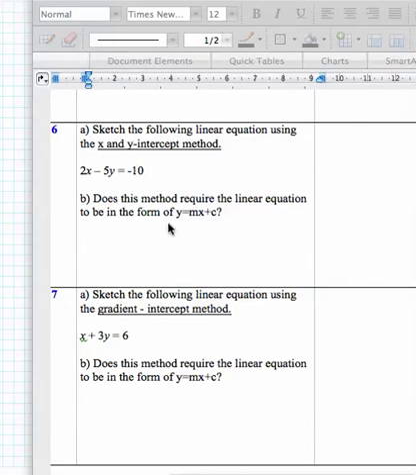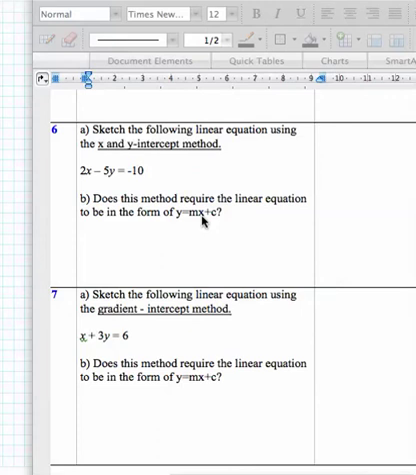Now, questions 6 and 7 are asking us to use 2 more methods on how to draw a straight line. Our first method we used on the revision sheet was a table of values. Question 6 asks us to sketch the following using the x and y intercept method. If I look at this equation, it is not in the form y equals mx plus c. And B asks us, does this method require the linear equation to be in this form?